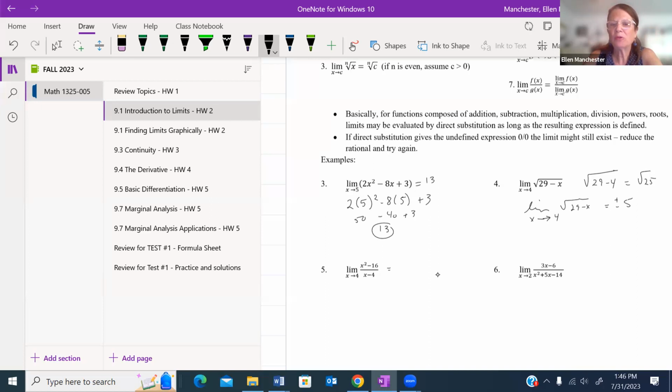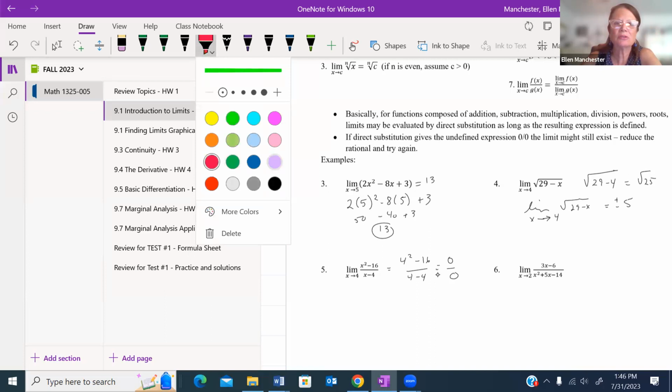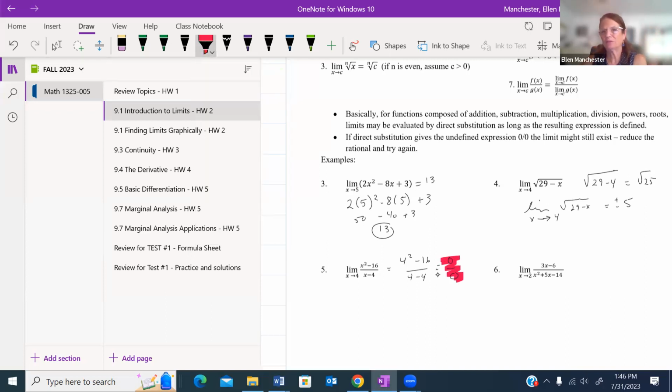So the limit as x approaches 4. I'm going to take out the x and plug in a 4. Take out the x, plug in a 4. So 16 minus 16 is 0. 4 minus 4 is 0. Uh-oh, we have an issue. Red flag, huge red flag. This is no bueno. Can't have that. This is called an indeterminate form. 0 over 0. That's not even like does not exist or 0. It's just called an indeterminate form.